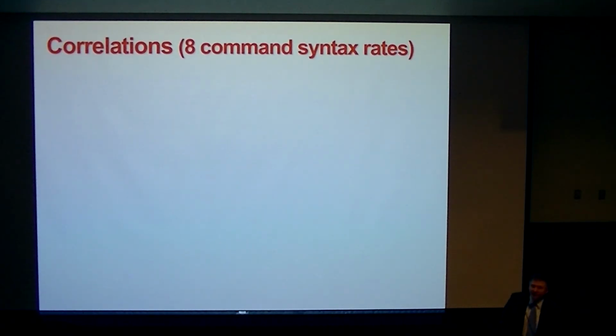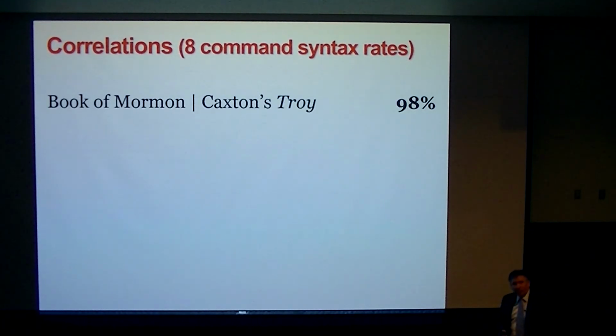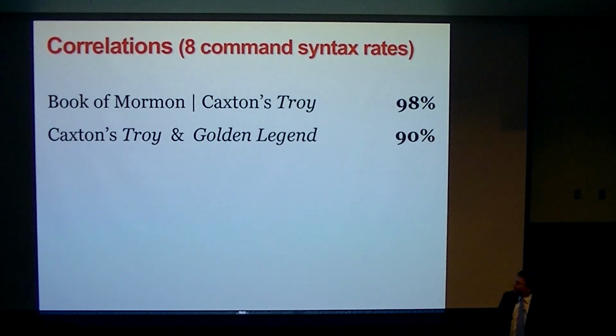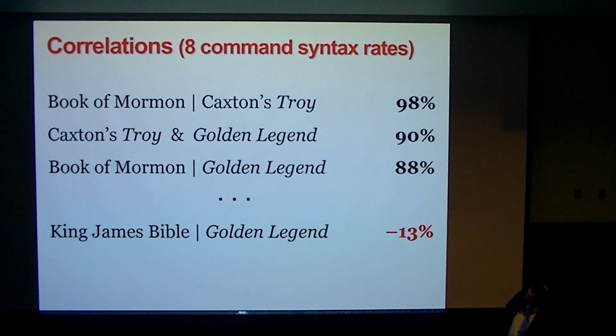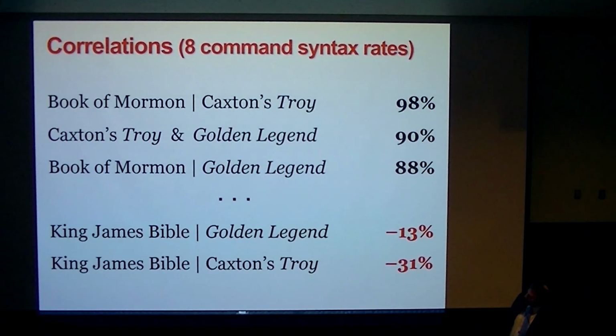I correlated eight different rates in these books with the Book of Mormon, with the Bible. The Book of Mormon correlates with Caxton's Troy at 98%. Caxton's two books correlate with each other at 90%. The Book of Mormon with the Golden Legend at 88%. And the Bible, well, it's negatively correlated with all these, minus 13% with Caxton's Golden Legend, a little worse with Caxton's Troy, and a little worse with the Book of Mormon.